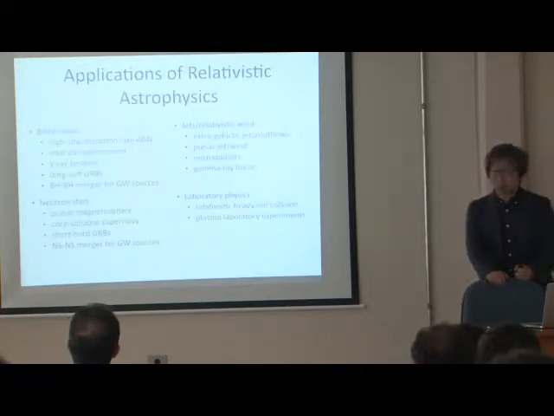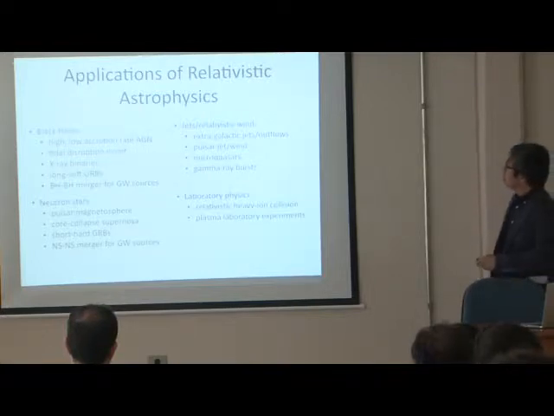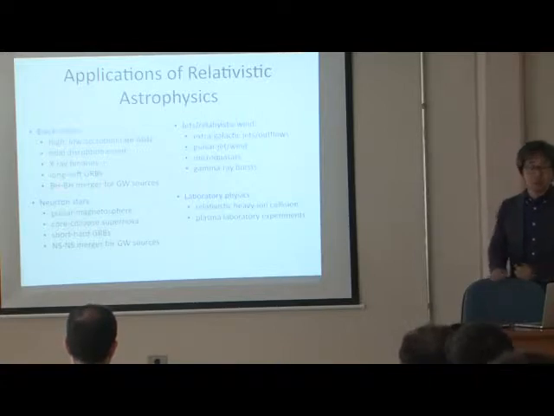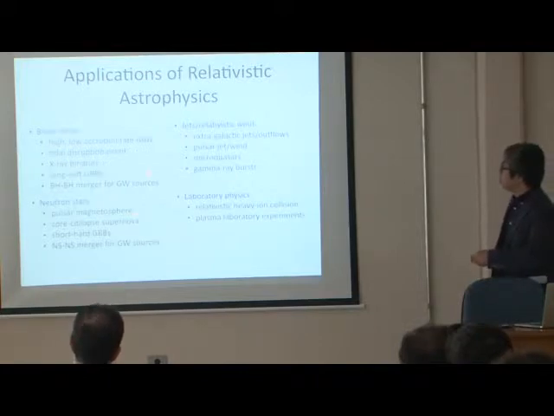So this is the application of relativistic astrophysics. The big category comes from black hole systems. Of course, we think about high and low accretion rate AGN, tidal disruption events, X-ray binaries, long soft gamma ray bursts, or black hole mergers as gravitational wave sources. Everything related to black holes should be considered as a relativistic situation.